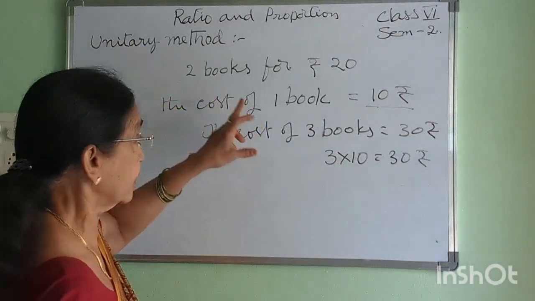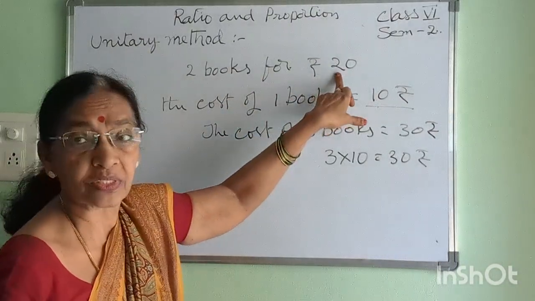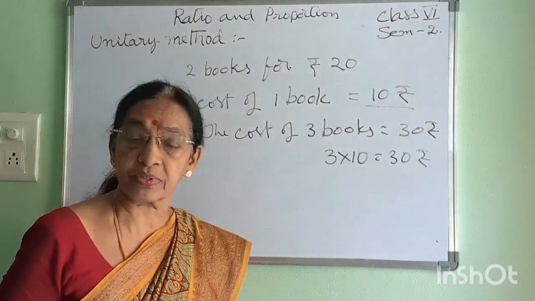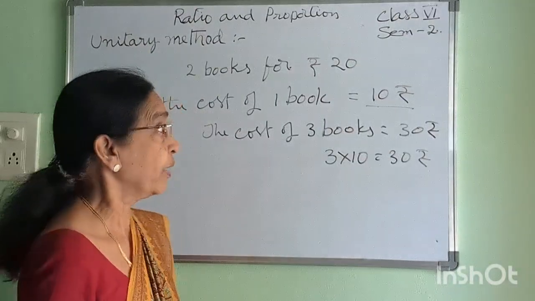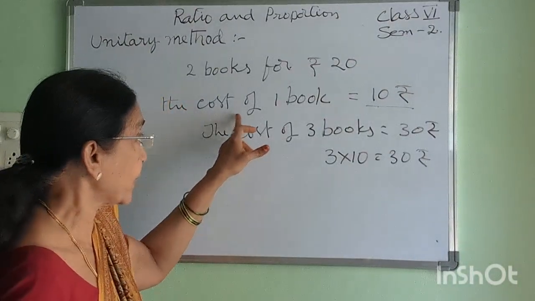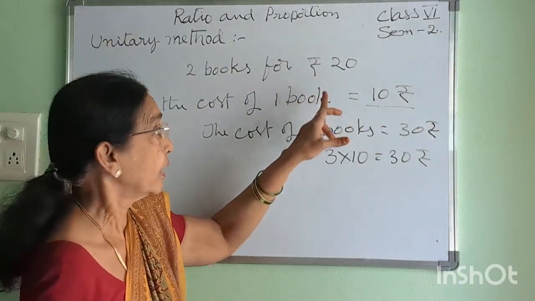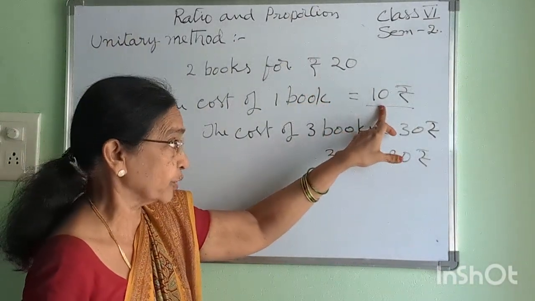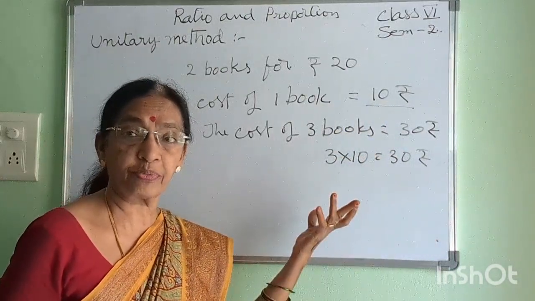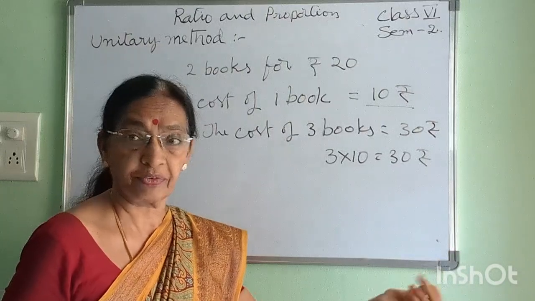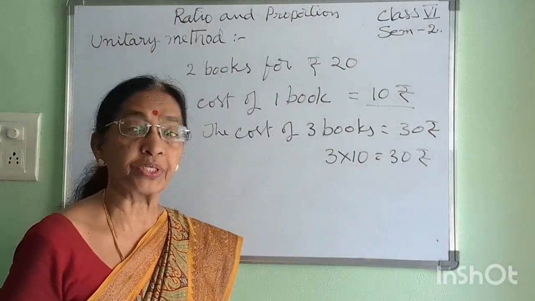So directly, if we say that the cost of two books is 20, what is the cost of three books? We will think for some time. But when we know the cost of one book from this data, the cost of one book is 10 rupees, the cost of three books is 30 rupees. The cost of five books is 5 into 10, 50 rupees. Like that we can say. This is called the unitary method.